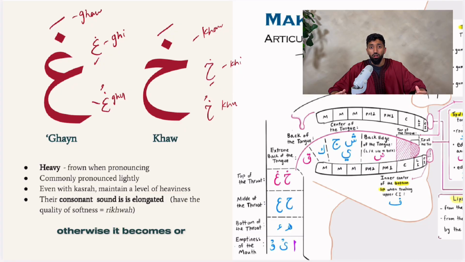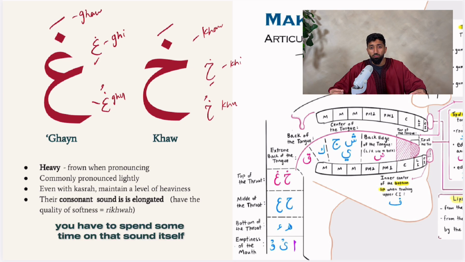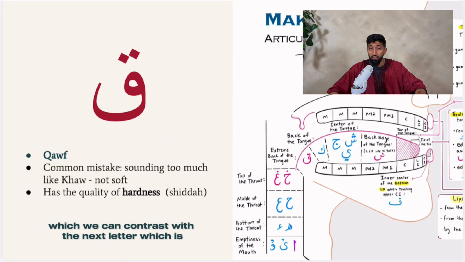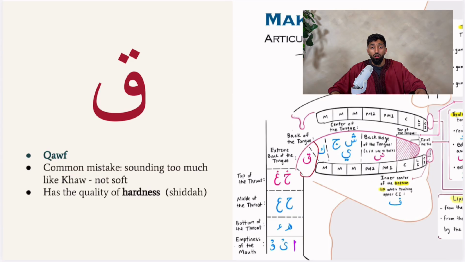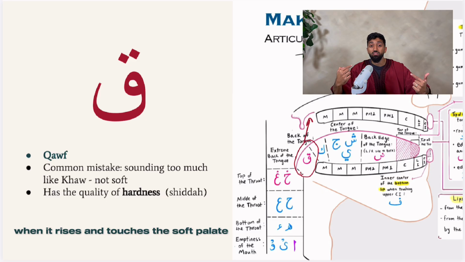Otherwise it becomes ga or ka, ka. We're not saying ka, we're saying kha, kha. You have to spend some time on that sound itself, which we can contrast with the next letter, which is qaf, qaf, qaf. Qaf comes from the extreme back of the tongue when it rises and touches the soft palate.